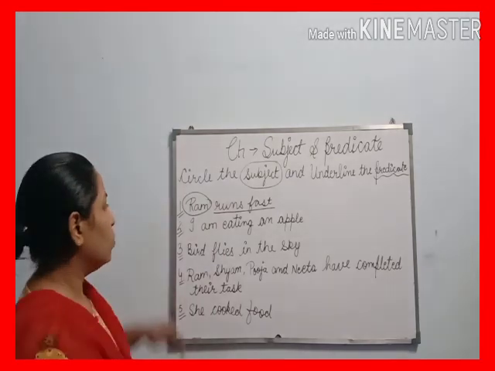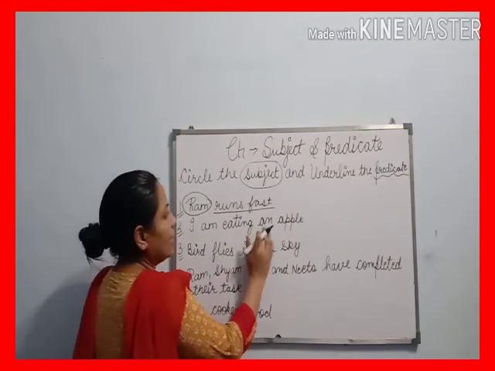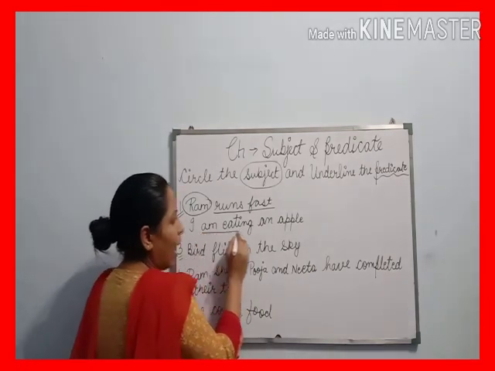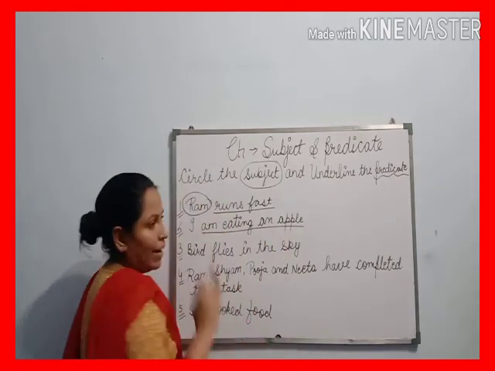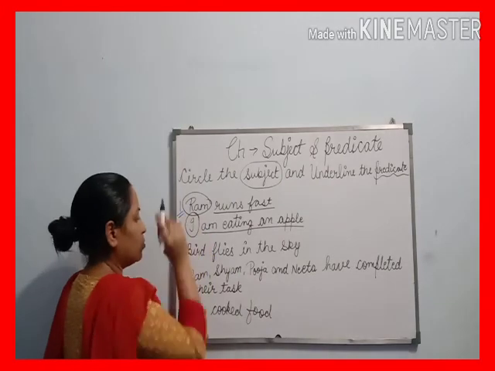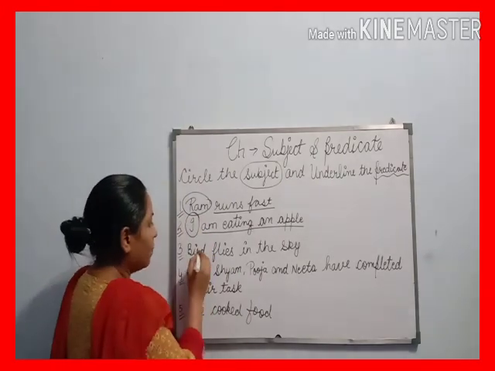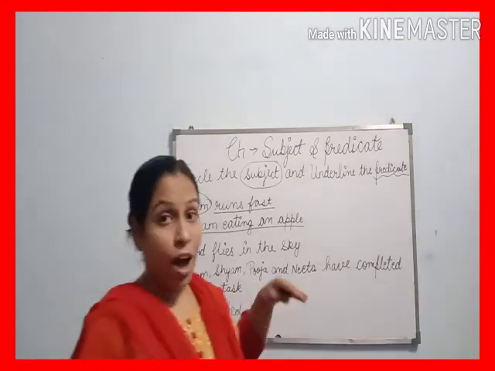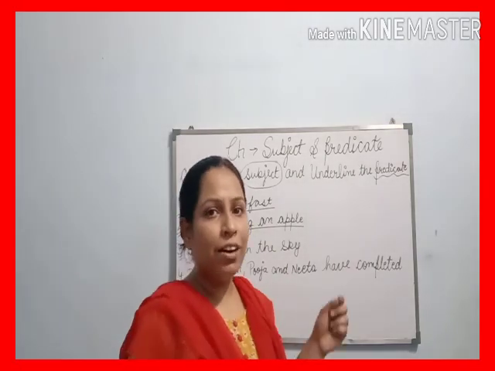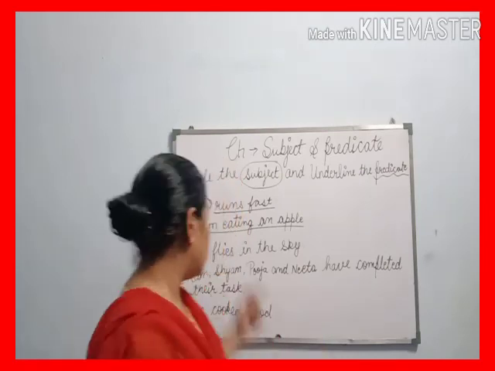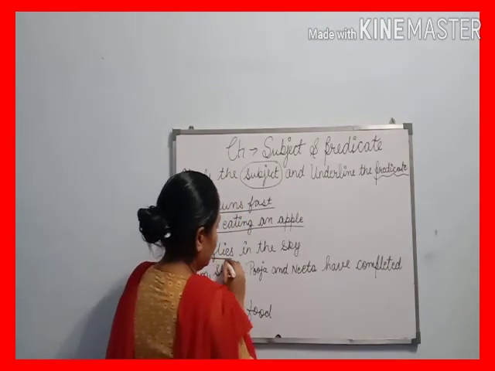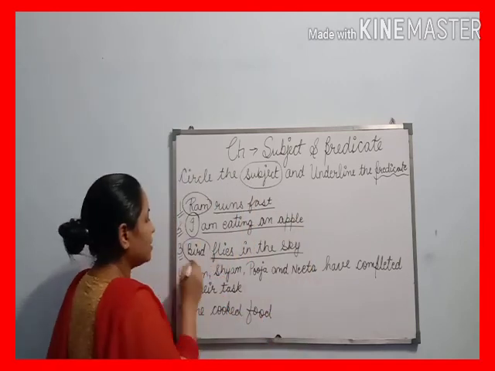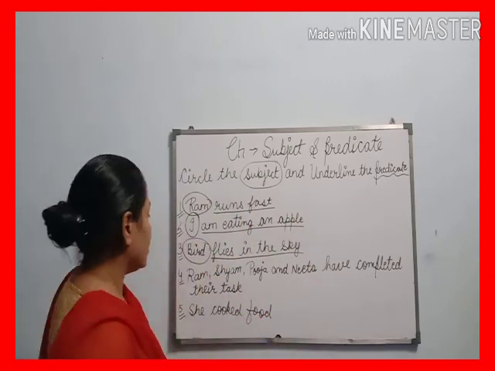Let's come to number 2. I am eating an apple. So am is an auxiliary verb. So am to apple is predicate and I is a subject. Come to the next. Birds fly in the sky. So I think now you are able to recognize what are auxiliary verbs or principal verbs. So here fly is a principal verb and birds is the subject. Let's come to the next.